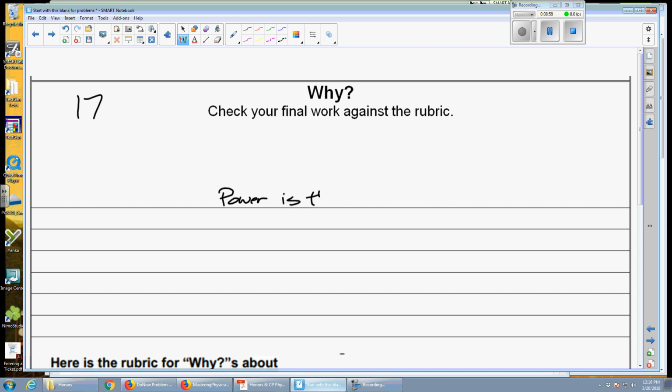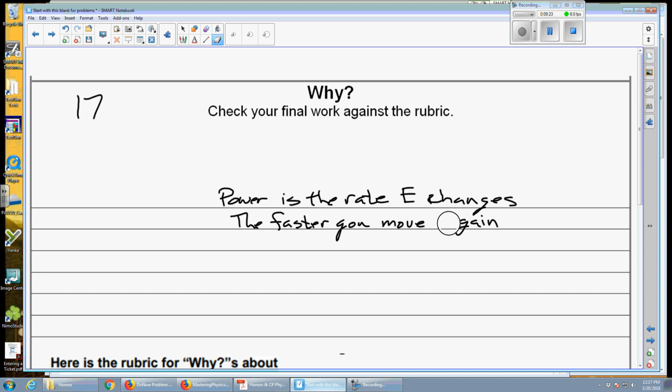Power is the rate energy changes. The faster you move against, that's spelled wrong.